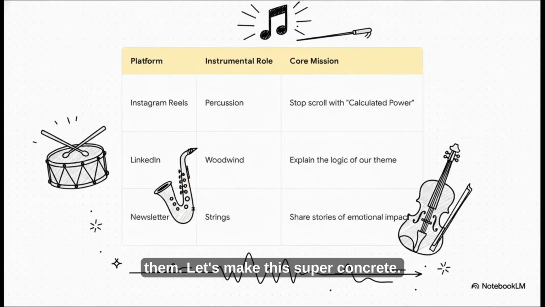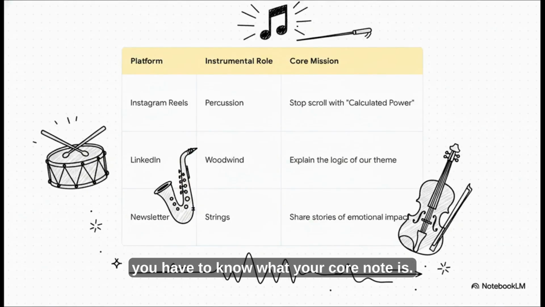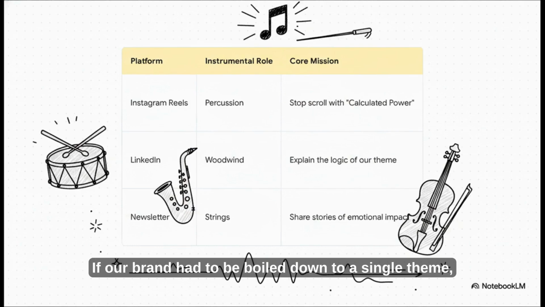Let's make this super concrete. Step 1 is to audit your acoustics. This is the foundation. Before you can conduct a symphony, you have to know what your core note is. This means asking a really deep question. If our brand had to be boiled down to a single theme, a single idea, what would it be? This isn't about your products, it's about your core belief. So, for our example, let's say your master theme is calculated power.